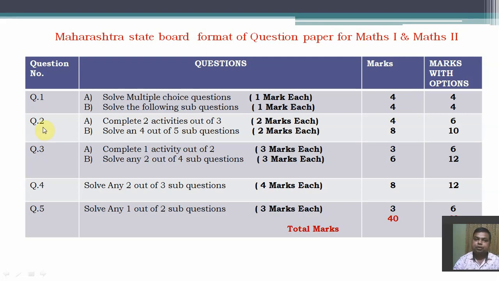Now question number 2, it has again sub questions A and B. Question number 2A, complete 2 activities out of 3. Here 1 extra question will be given, 2 marks each, 4 marks and marks with option 6. Here 3 activities will be asked and you have to attempt any 2 activities. One activity will cover 2 marks. How activities will be asked? See.